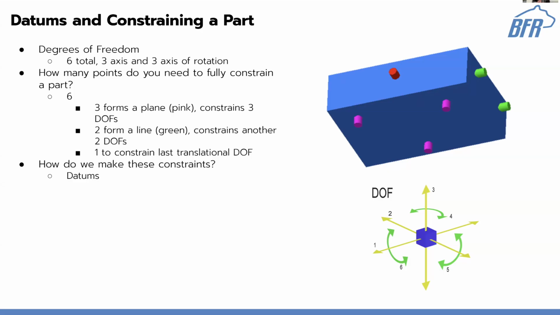So the goal is, when I'm inspecting a part or setting dimensions, I want to constrain it a certain amount, right? It's a good mental exercise to see how many points you would actually need to fully constrain a part. And the answer is 6. You can see on this little block here, with any part, this can be applied. So if I have 3 points, that makes a plane.